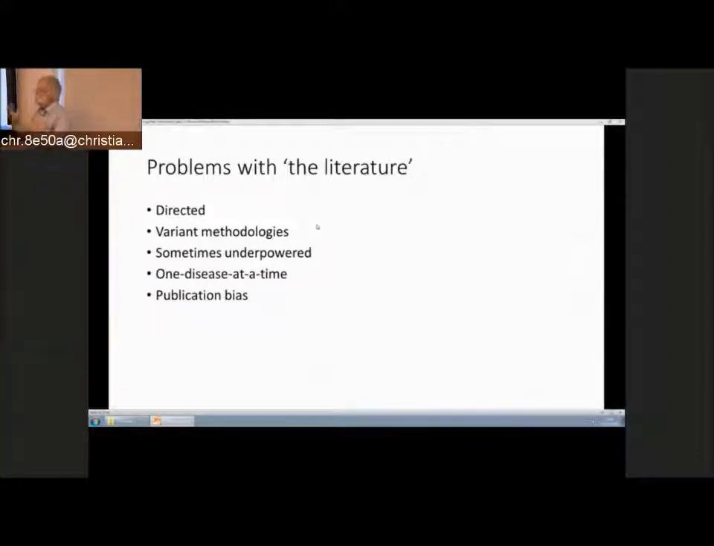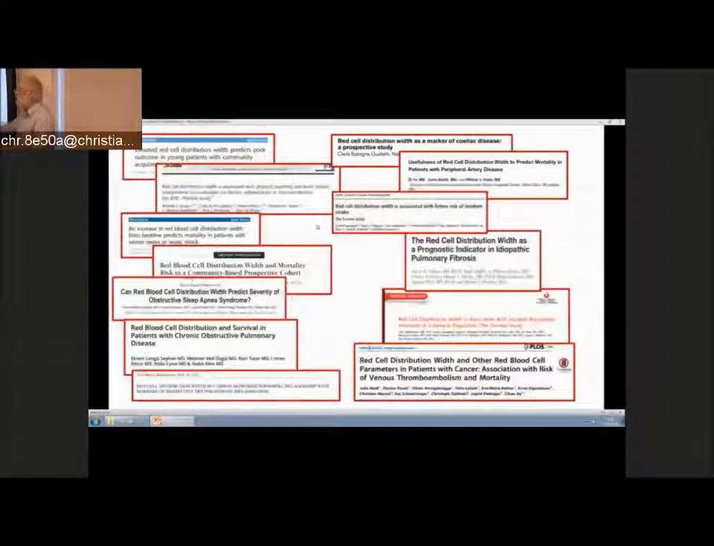So let's say out of 20 things, 10 of them have a real association. So you do 20 studies and you get 10 positive and 10 negative, but you don't publish the negative ones. So all that you see is a wall of all of these positive results.